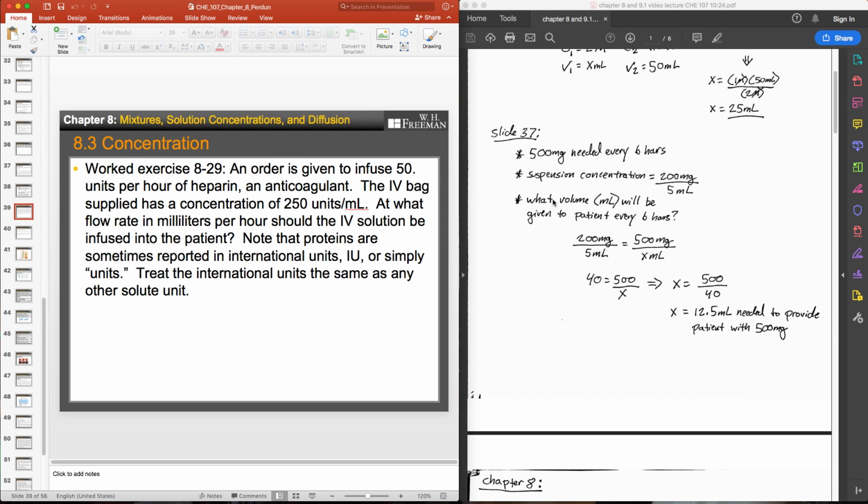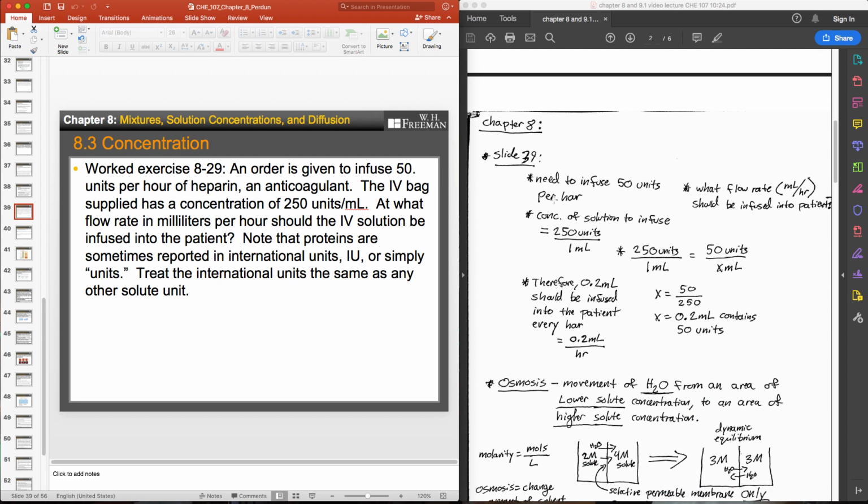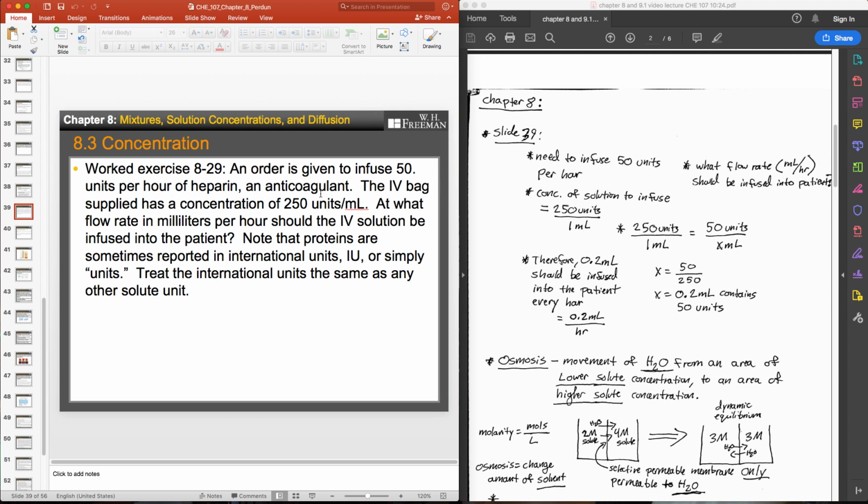An order is given, and I've worked this out over on the right side of the screen. An order is given to infuse 50 units per hour of heparin, which is an anticoagulant. It's a very, very common blood thinner, so it's used a lot, given to patients that need to have their blood thinned.